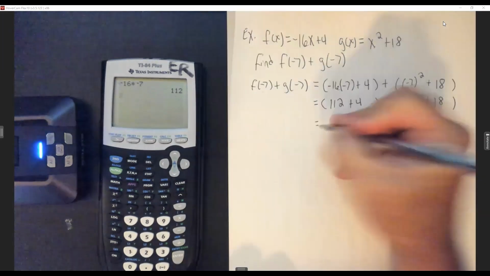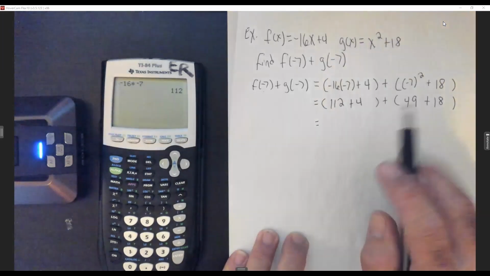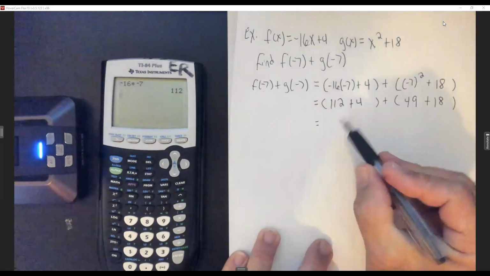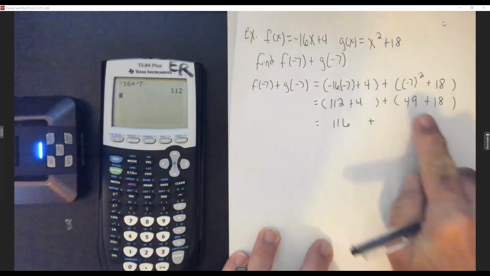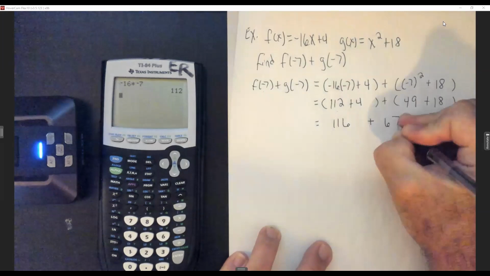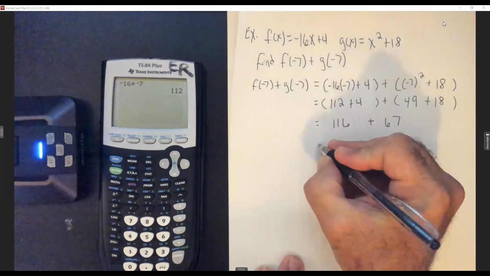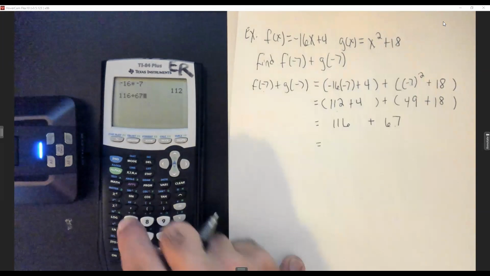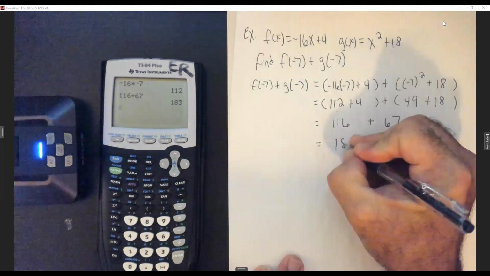Now notice, I've only got one thing I can do in each of these parentheses. So after I add in each of them, I can drop the parentheses. So I can add the 112 plus 4 will give me 116. Plus over here, the 49 and 18 is 67. And now I can finally add these two numbers together, 116 plus 67, and that's going to give us 183, final answer.